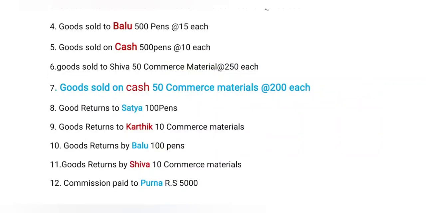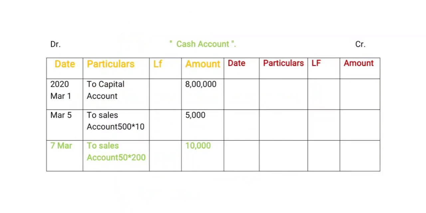March 7th, goods sold on cash, 50 commerce material at the rate of 200 each. Now we are going to prepare the cash account. On the debit side of the cash account, in the date column, 7th March, to sales account. Here sales is given in units, that's the reason we multiply 50 into 200. Then the total amount is 10,000. Now we don't prepare another account. Why? Because it is cash sales.